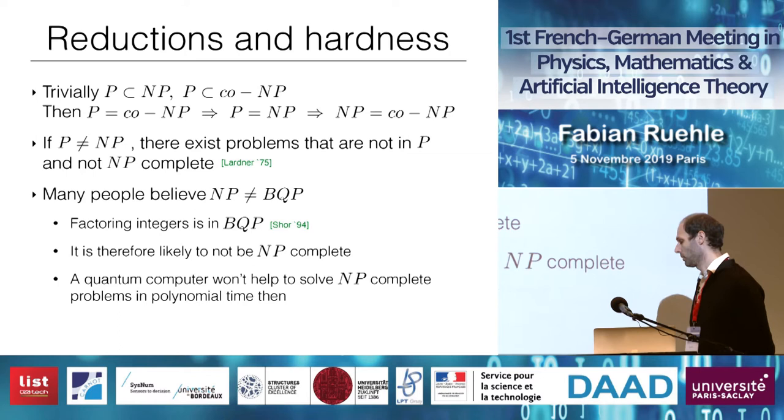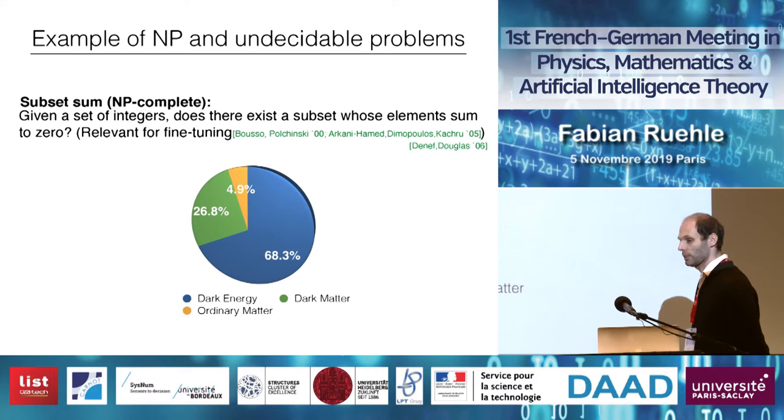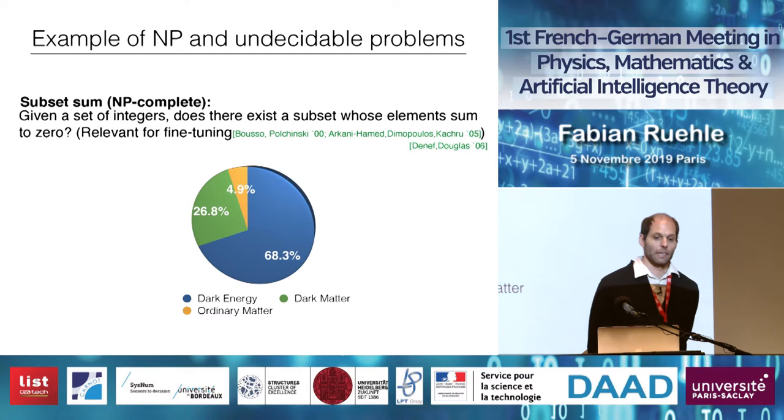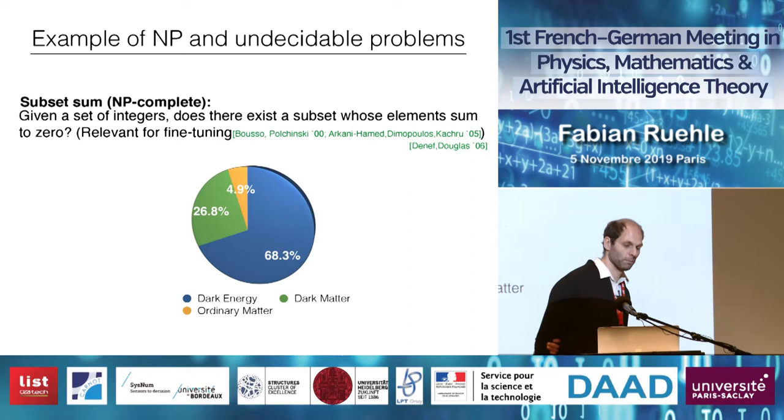Okay, so why did I tell you all this? Well, remember this diagram? We understand this part. You want to understand the whole part. The 70% here are dark energy, and this dark energy is related to something called the cosmological constant. And the cosmological constant suffers from something known as the fine-tuning problem, or hierarchy problem. There are other problems as well.